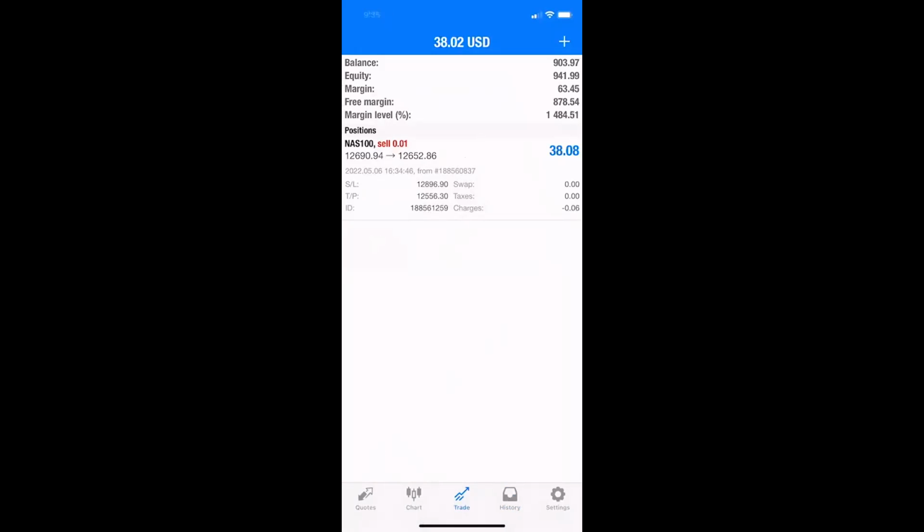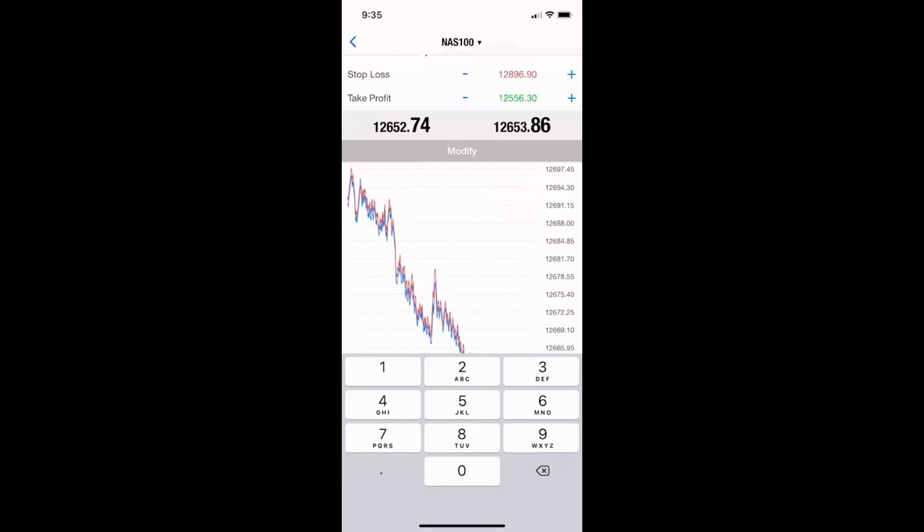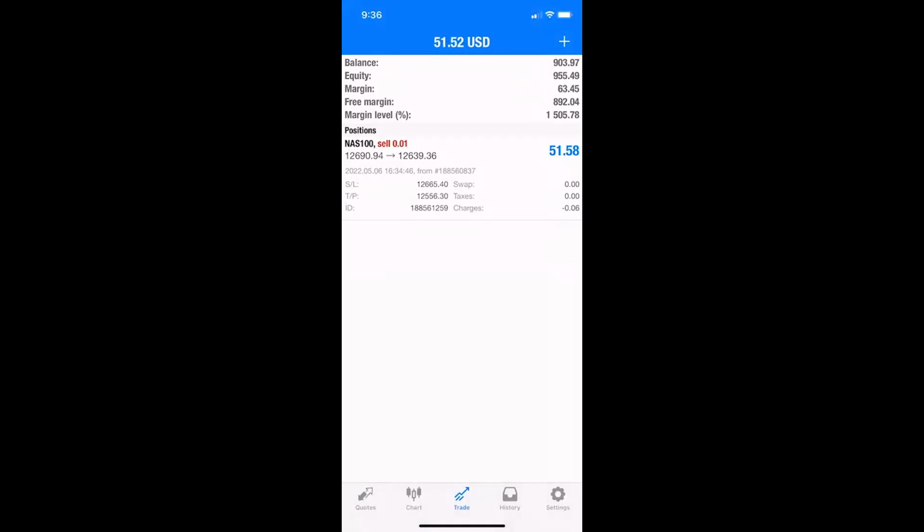You see my screen? I'm looking at my screen. I feel you. I'm about to trail my stop loss right now. Modify. 266. 12665. 0.4. 12, 2. Oh, come on, man. Now it's modified. Ooh, $50 in profit.